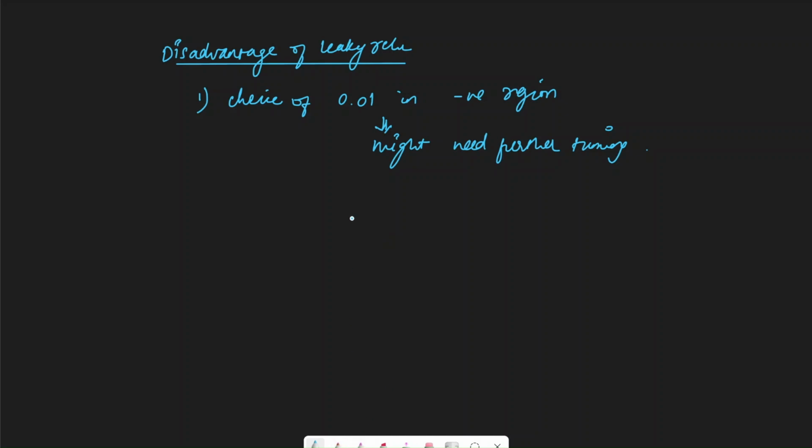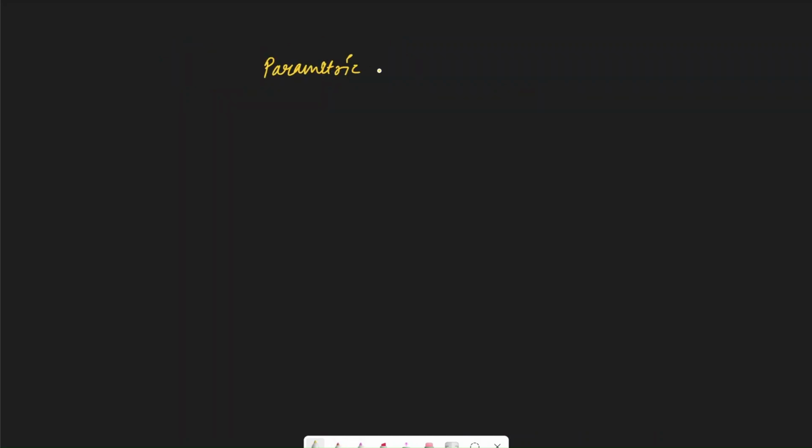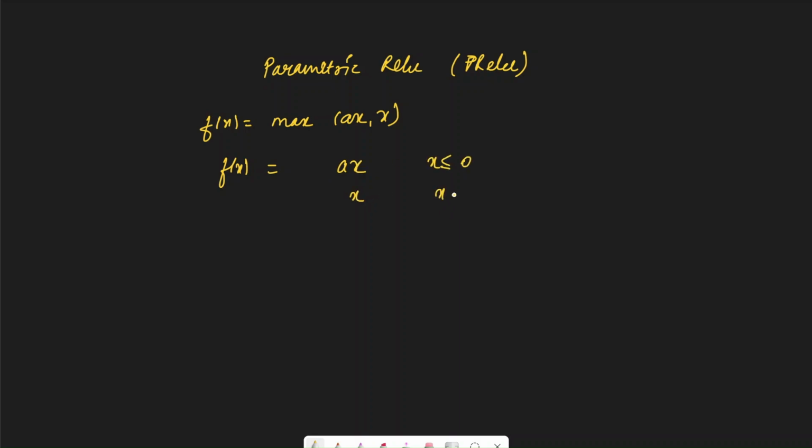Now let us jump next to parametric ReLU, also called PReLU. So here the formula for parametric ReLU is max of ax comma x. So f of x is equal to ax when x is less than or equal to 0, otherwise equal to x when x is greater than 0. So this is the formula for parametric ReLU.